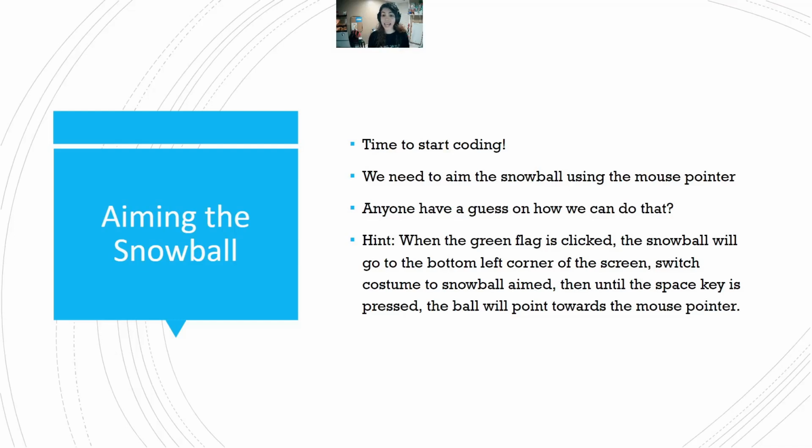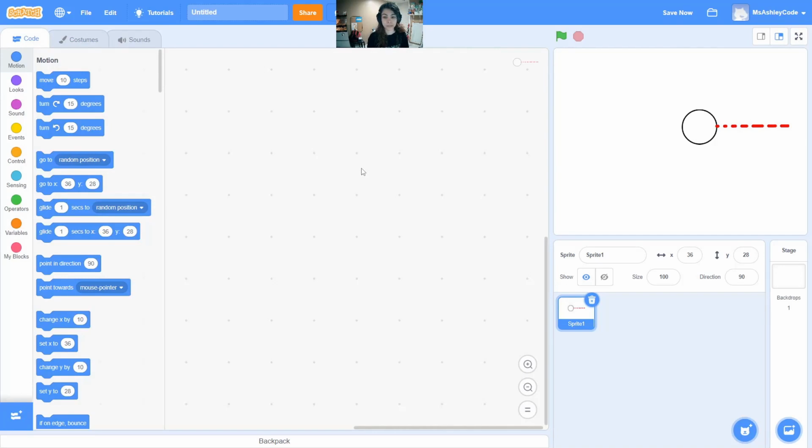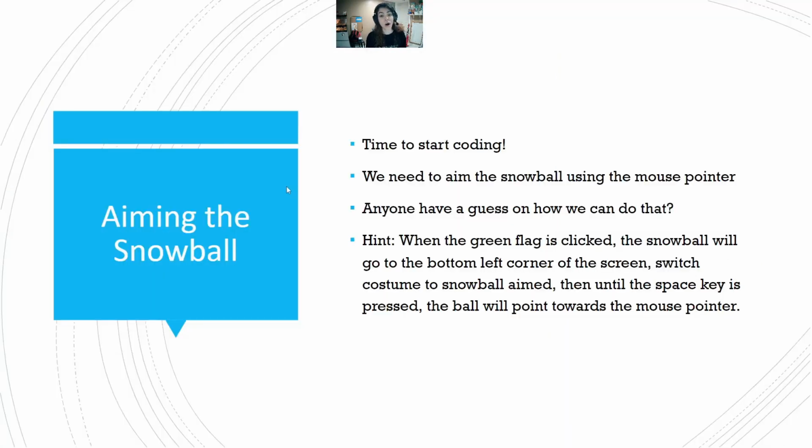Let's get started by aiming our snowball. Before leaving our costume category, let's make sure we name this costume "aimed snowball," the last one we drew, and let's head back to the code category. We need to aim our snowball using the mouse pointer. That way when the green flag is clicked, the snowball will go to the bottom left corner of the screen.